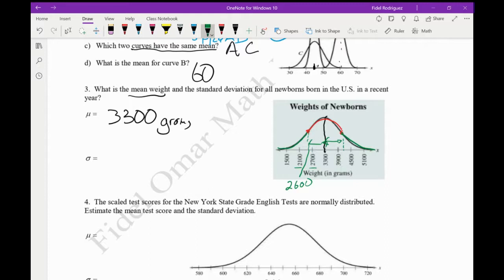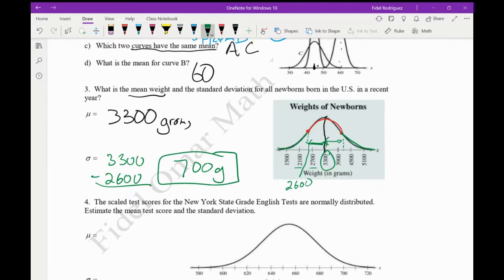2,600, okay? And if this value here is 3,300, I want to find the difference in those. So I'm going to take 3,300 minus 2,600, and that's going to give me approximately 700 grams, right? Now, guys, remember, I'm estimating here. So if you would have said, well, it looks to me more like 2,500, then you would have come up with 800 grams, right? Something like that.